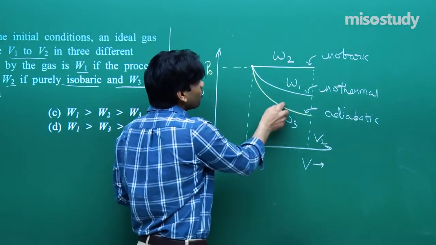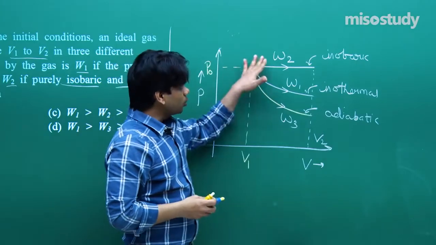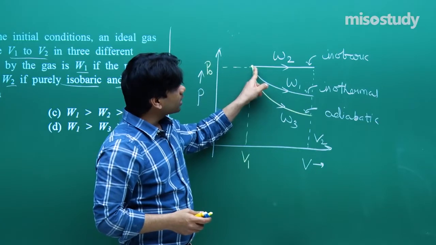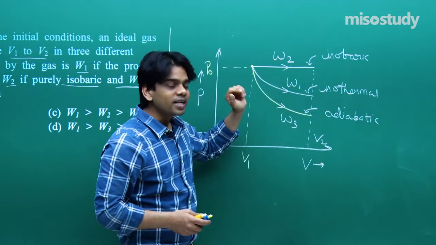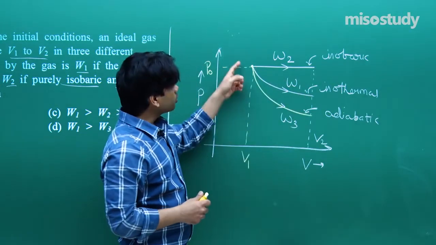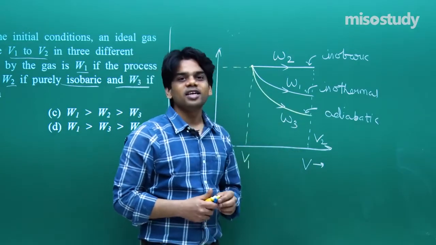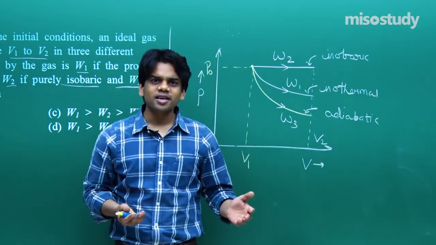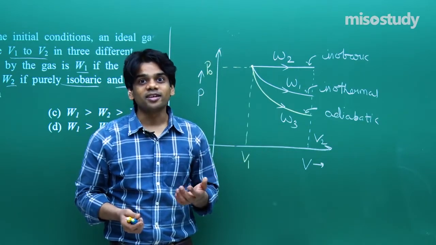Now it's required to compare the work done in all the 3 processes, W2, W1, W3. Clearly from the graph, maximum work is the area under the curve, and the maximum work done will be for W2, that is when the process is isobaric. Next, it will be W1 for the isothermal process, and the minimum work will be done in the adiabatic process. So you need not write the equations for the work done in all the 3 cases. You can just draw a relative curve, which can give you an idea how the work done is related in all the 3 cases.